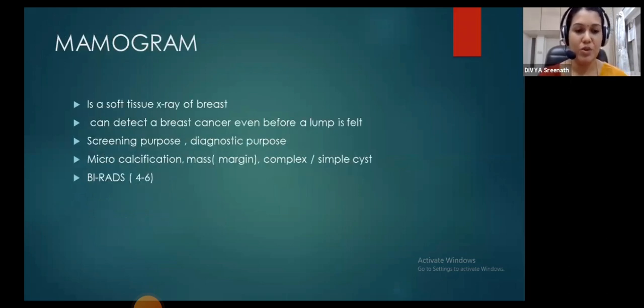A mammogram is also a soft breast tissue imaging. The best thing is it can detect a cancer even before a lump is felt. It gets used either for screening purposes, like if there is a family history of breast disease. Routinely, a woman can do a mammogram every 2 years. Here also we look at the margin, and if a simple cyst is present, you can do a fine needle aspiration for cytological studies.